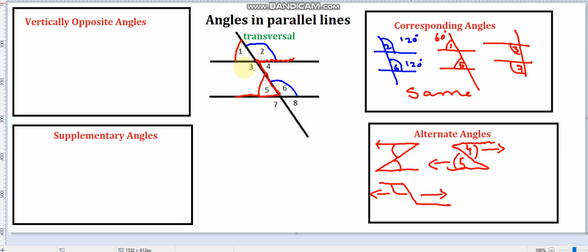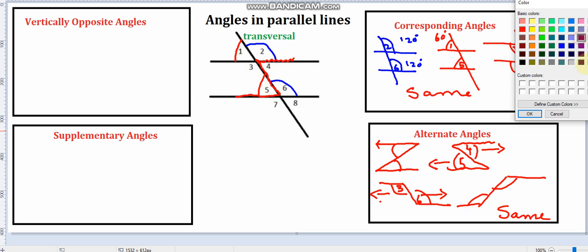So angle 3 is alternate with 6. They can also make a shape like this. Simply invert this shape and these two will be alternate. And the value of alternate angles is also the same. If one angle is 120, the other is also 120. If this angle is 50 degrees, this angle is also 50 degrees. They are the same in measurement.